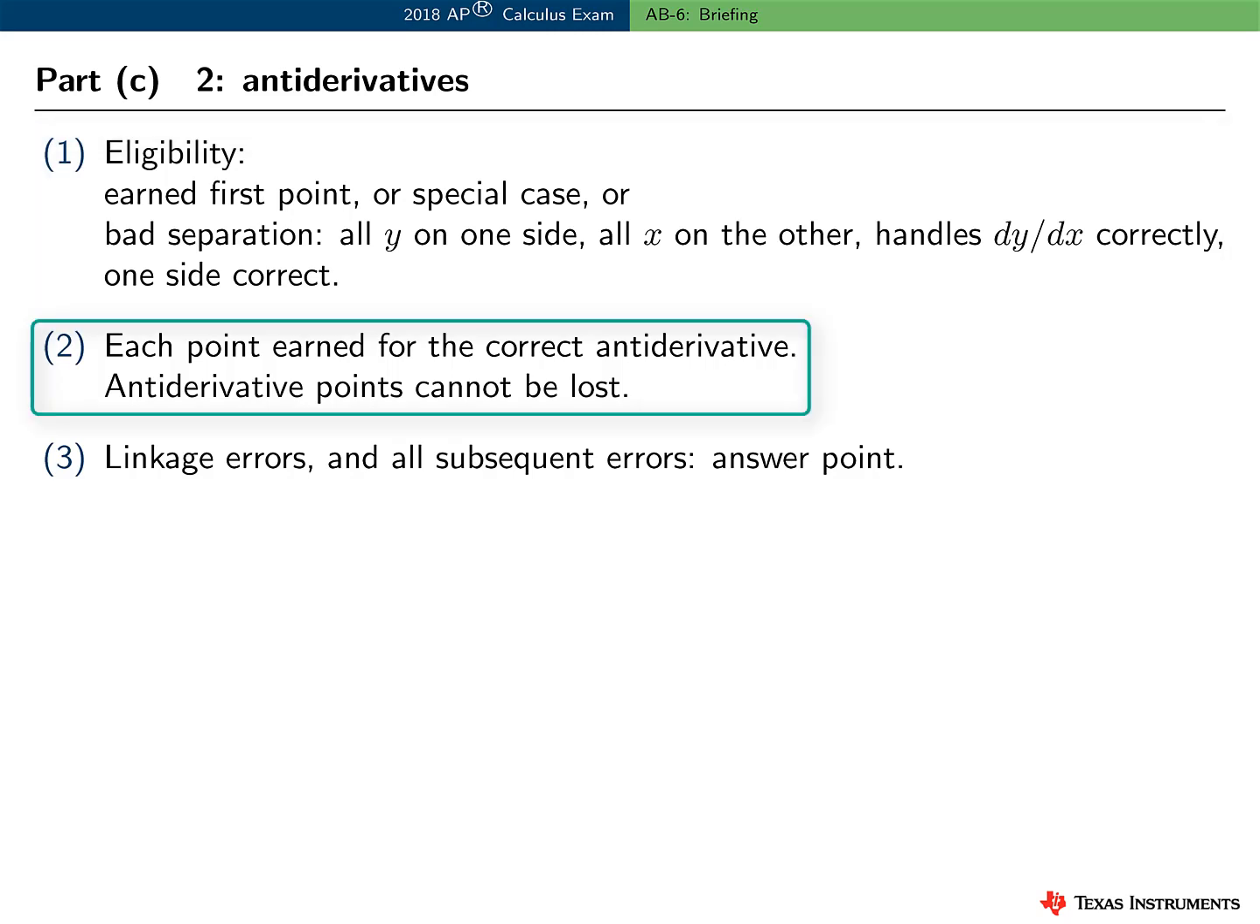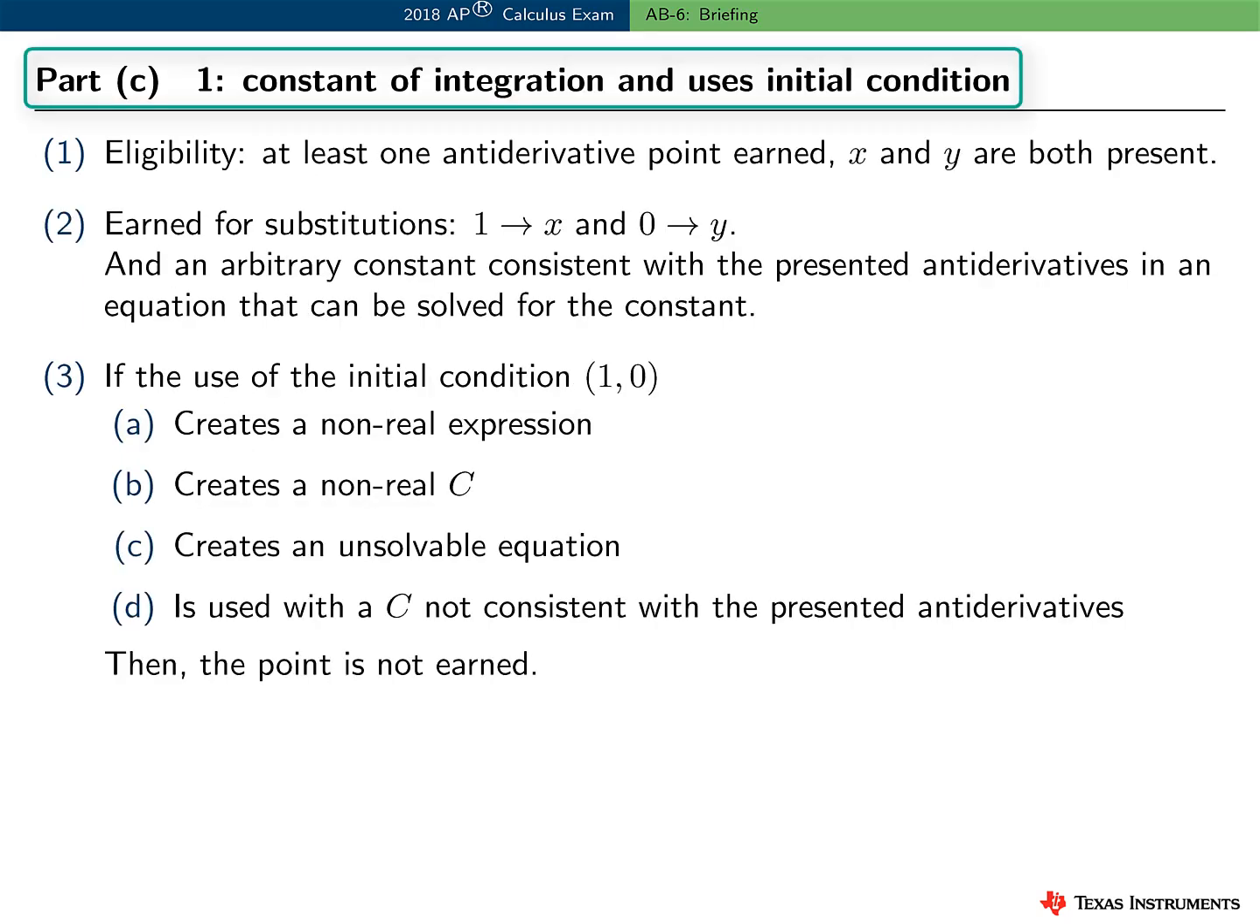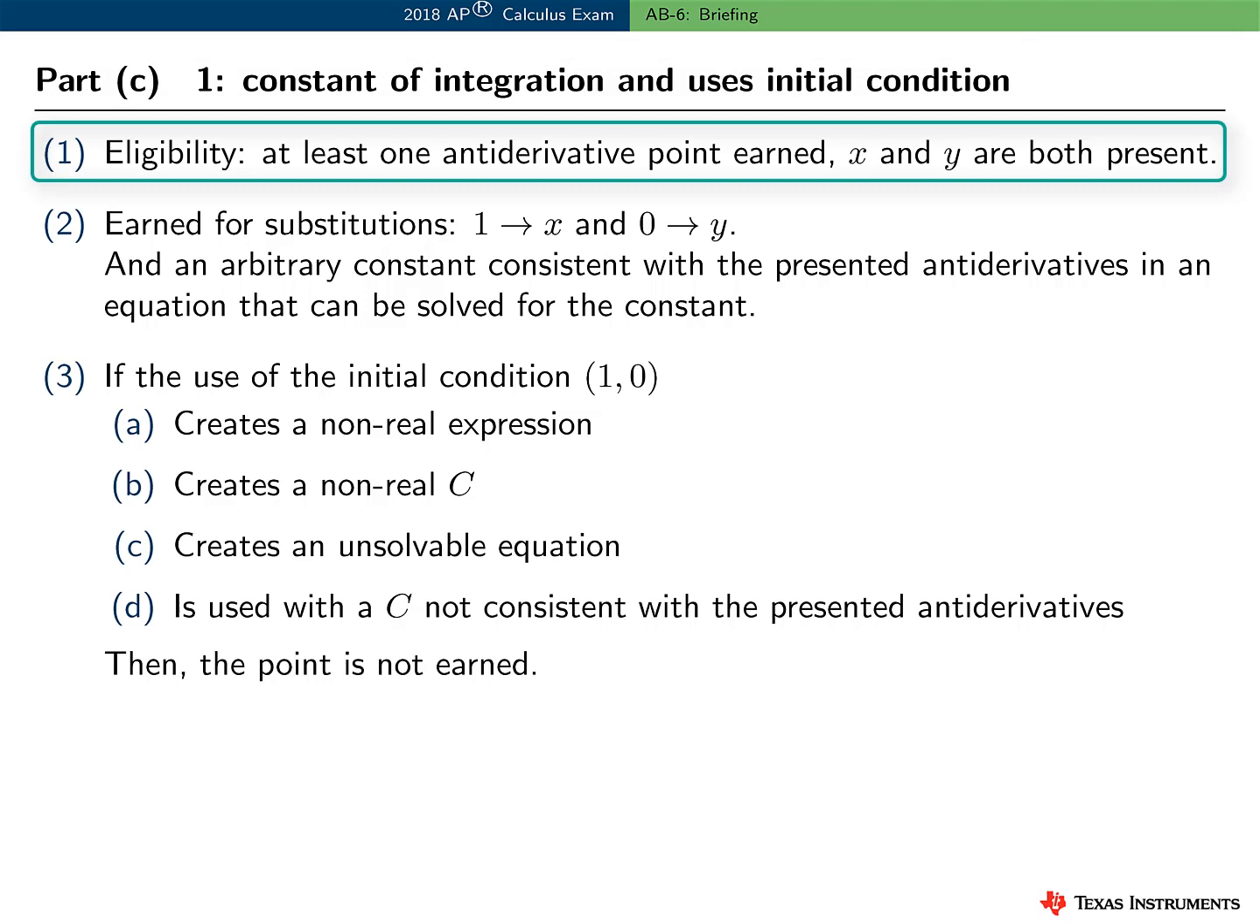Each point here is earned for the correct antiderivative, and an earned antiderivative point is in the bank. Any linkage errors and all subsequent errors, and the student cannot earn the answer point. The fourth point in Part C is for the constant of integration and for using the initial condition. The eligibility criteria to earn this point is the student must have earned at least one antiderivative point, and both variables x and y must be present in their expression.